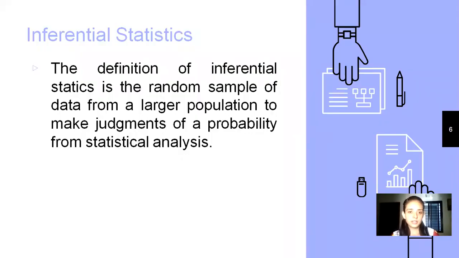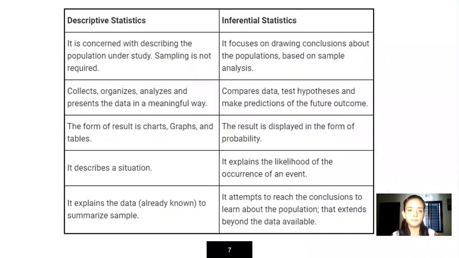Second is the inferential statistics. There are two types of statistics, descriptive statistics and inferential statistics. In inferential statistics, it will take only a random sample from the large data set, and it will make judgments based on probability to do the statistical analysis. So what is the difference between descriptive and inferential statistics? Descriptive statistics will describe the data, whereas inferential statistics mainly focus on the conclusion part.